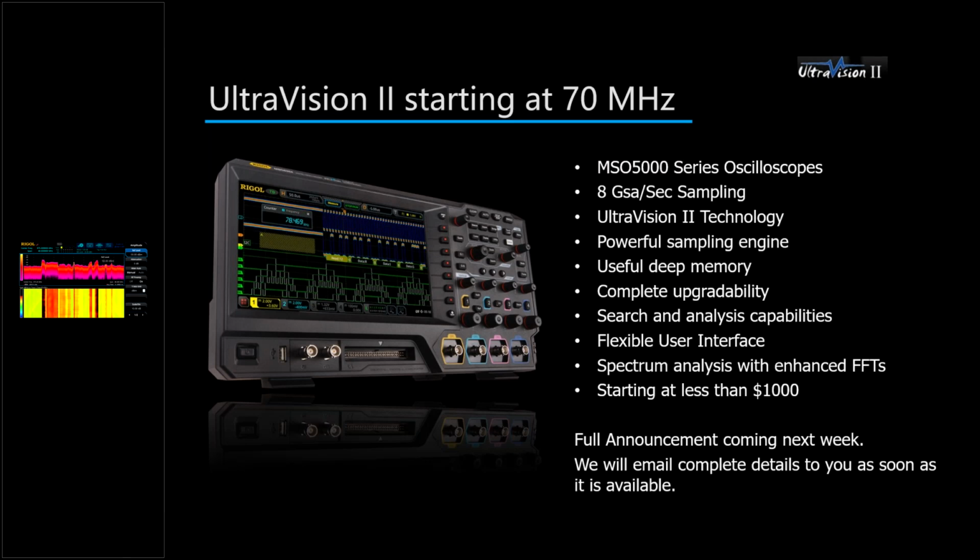And so one of the key things happening next week is we're going to be launching a new oscilloscope series that really brings this UltraVision 2 technology we've been talking about today down to even more of these types of IoT integration and engineers who are working on these kinds of problems, right? And so bringing these capabilities down to a 70 megahertz scope that starts at less than $1,000, while still having that 8 gigasample per second sampling, super deep memory, and the capabilities that we looked at today.